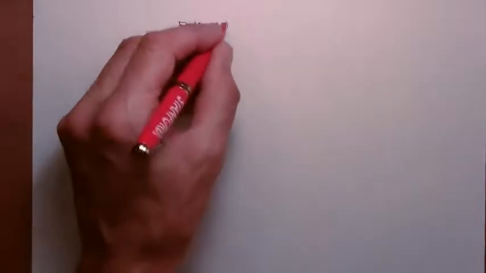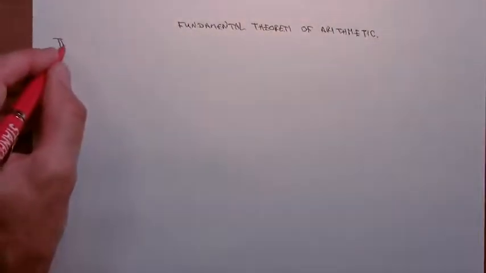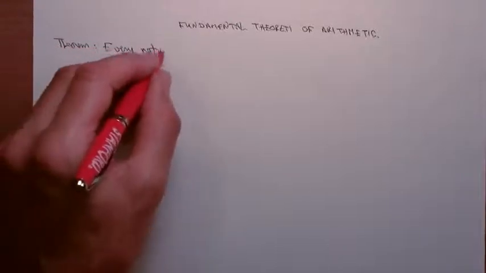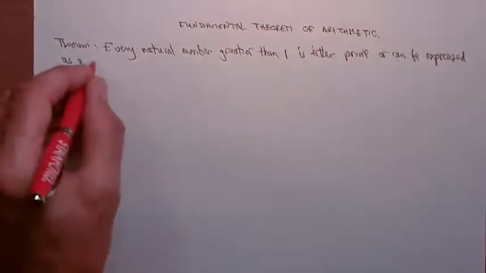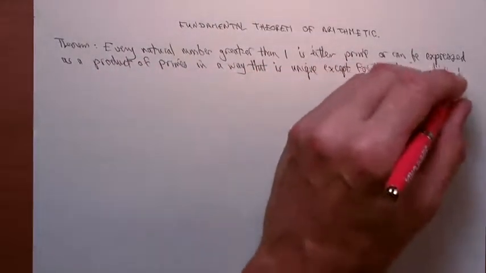Okay, it's time to prove the fundamental theorem of arithmetic. Theorem: every natural number greater than 1 is either prime or can be expressed as a product of primes in a way that's unique except for the order in which they are written.